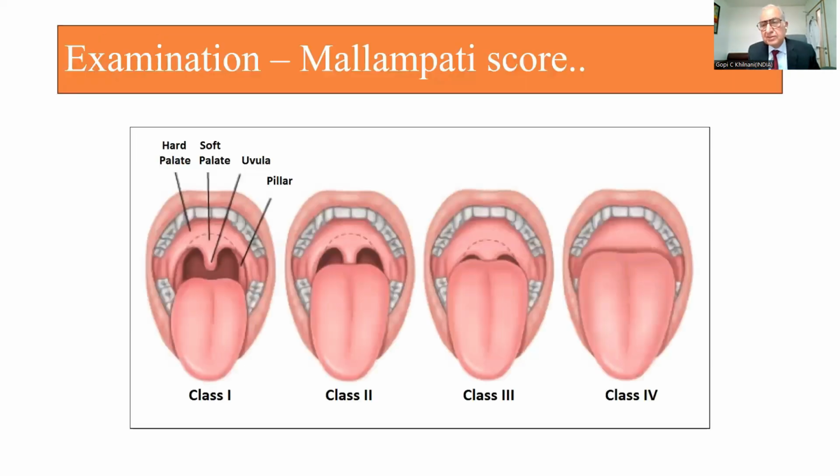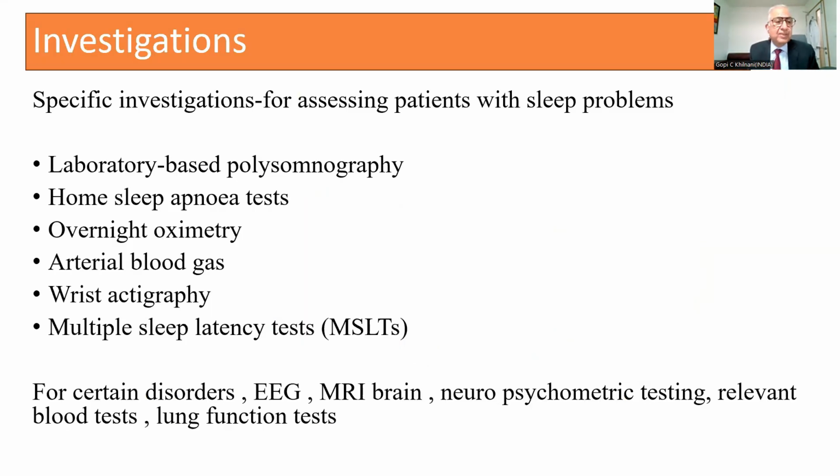And Mallampati score. Now, we who are practicing sleep medicine, we ask the person to open the mouth without asking him to say ah. And if you see something like this, the next thing we know that this person definitely snores and is very likely to have OSA. Similarly, this patient, and these are unlikely to be associated. So Mallampati score, but the important thing is not to ask the patient to say ah as you do for ENT examination. Just ask him to open the mouth.